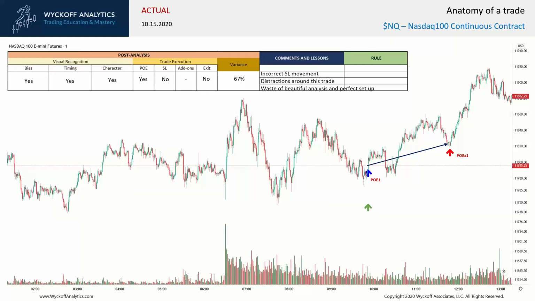And as always, Franz is with us. So we're going to go through our usual analysis, execution, and then post-analysis variance. So this is the first trade.